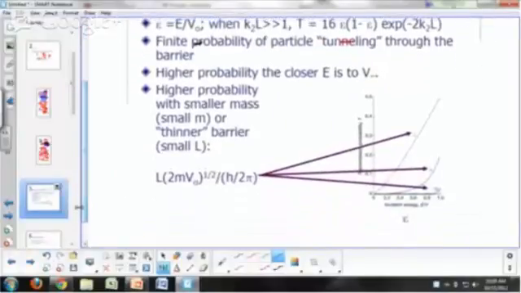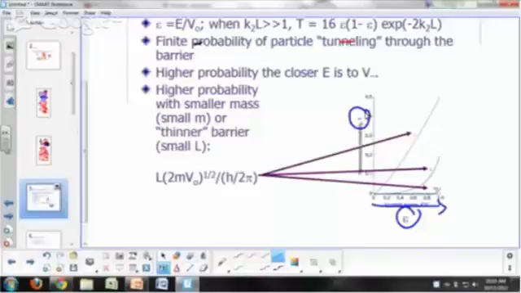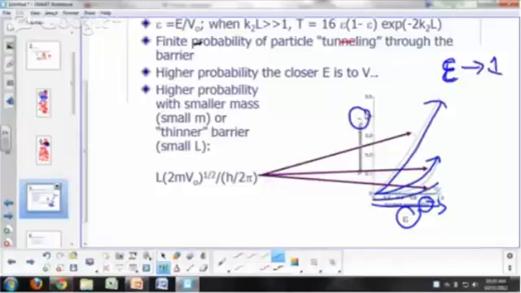If you plot your transmission probability versus epsilon, what happens as epsilon increases, as the actual energy approaches the barrier energy, as epsilon approaches 1? The transmission probability increases. So the closer the energy of your particle is to the barrier potential, the more likely it is to traverse that barrier.